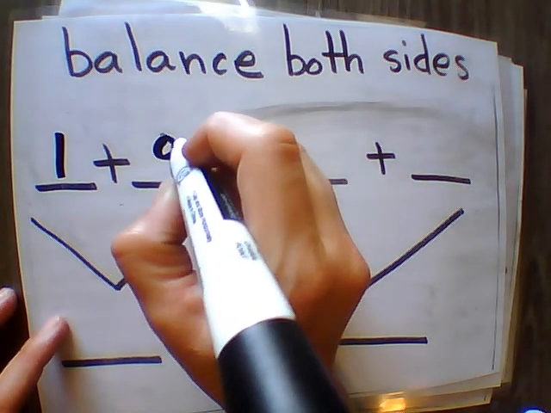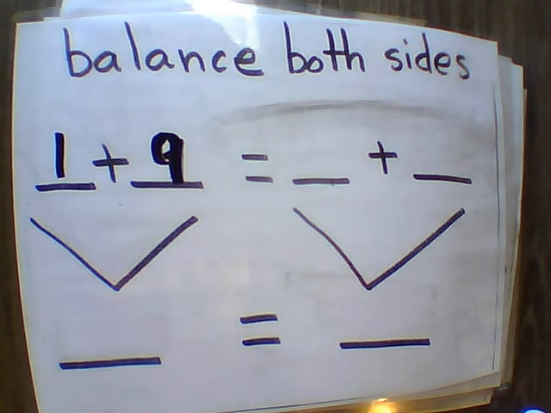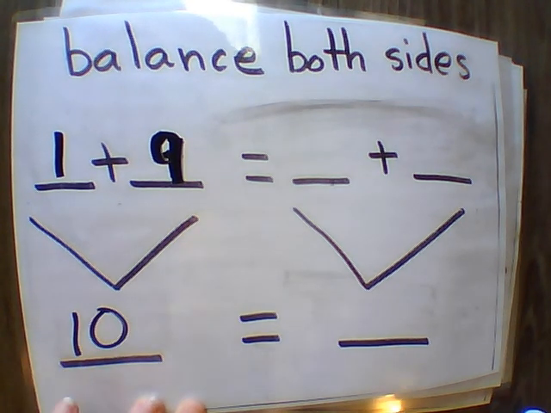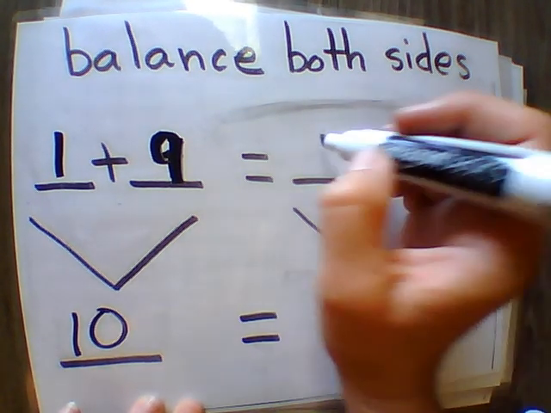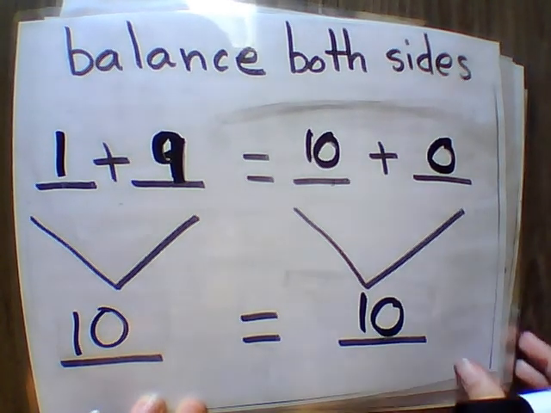Now we're moving on to balance both sides. So we have 1 plus 9. Solve what 1 plus 9 is. Write an equation that equals the same amount so both sides are balanced. Do that now. Go. So 1 plus 9 equals 10, and then you can do any other 10 fact you like. Today I'm going to do 10 plus 0 equals 10.